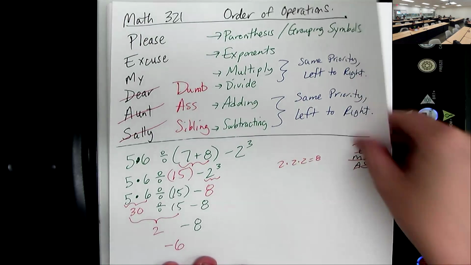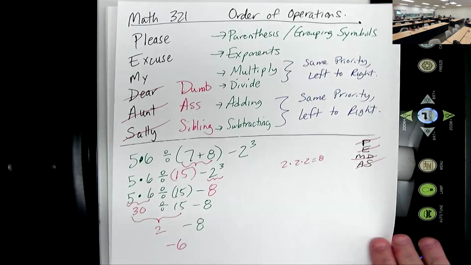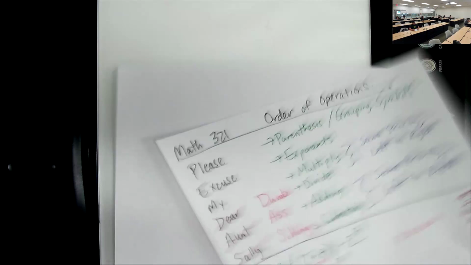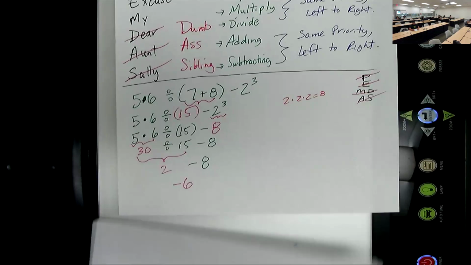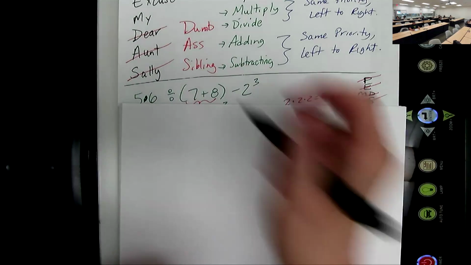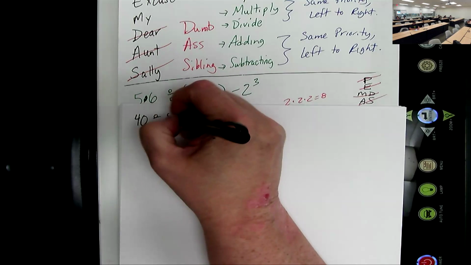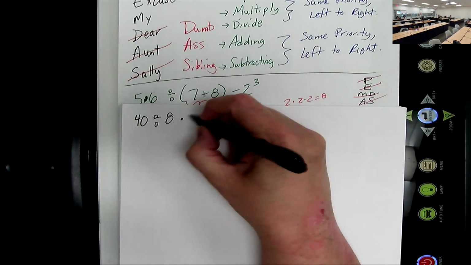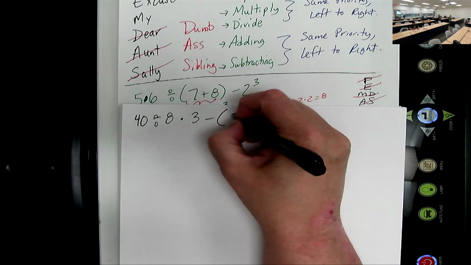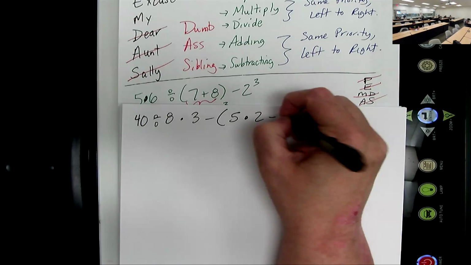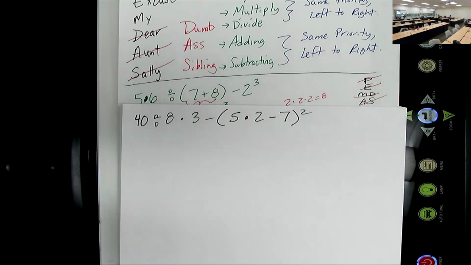Let me give you guys one to try. You guys ready for one? Forty divided by 8 times 3 minus the quantity 5 times 2, all squared.